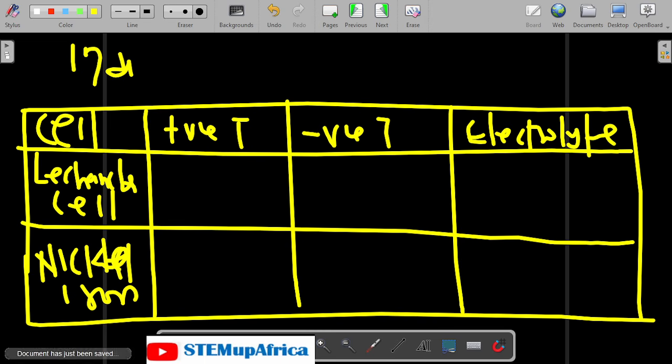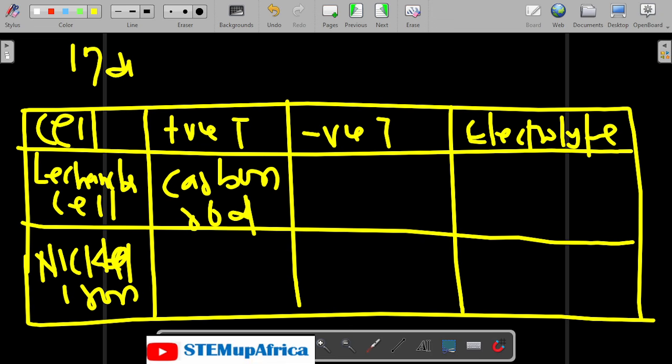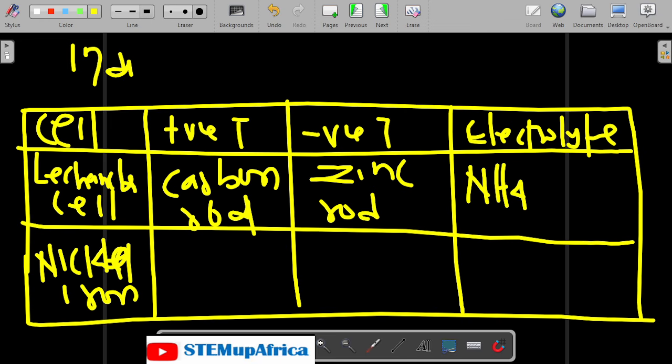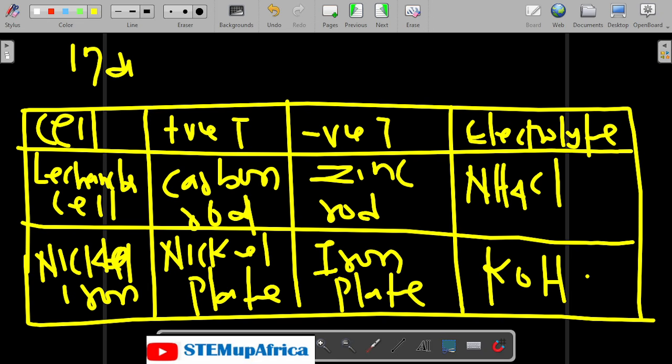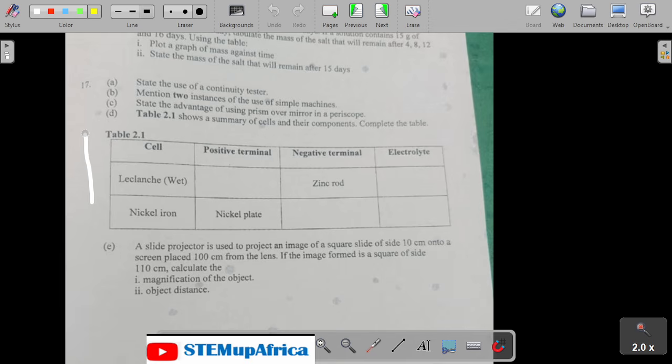So the positive terminal for the Leclanché cell is made up of a carbon rod, while the negative is made up of a zinc rod. The electrolyte here is ammonium chloride. While for the NiFe cell, here we have the nickel plates for the positive terminal. The negative terminal, we have the iron plates, and the electrolyte is potassium hydroxide. So that is the table.